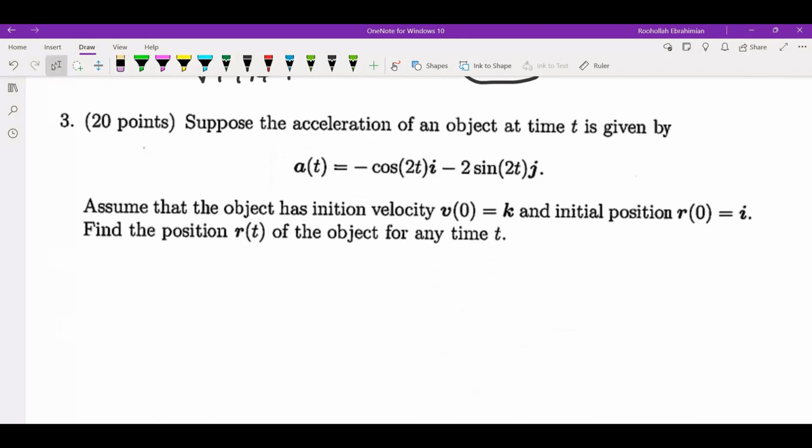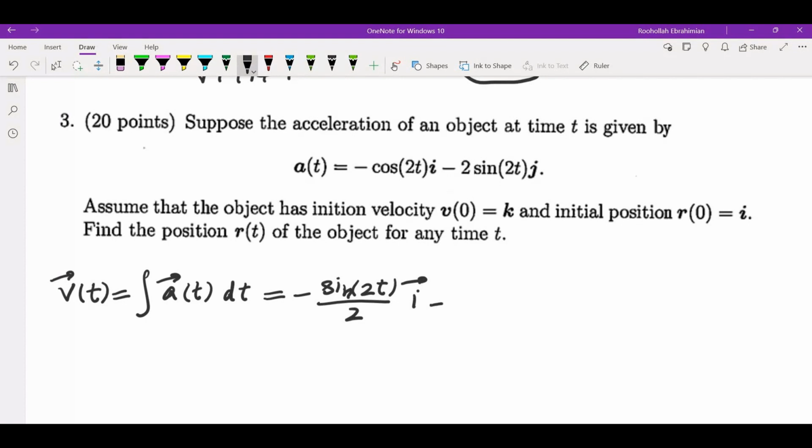Suppose the acceleration of an object at time t is given by this. Assume that the object has initial velocity v of 0 equals k and initial position r of 0 equals i. Find the position r of t of the object. So in order to find the position, we'll have to take the integral of velocity. In order to find velocity, we'll have to find the integral of acceleration. So we take the integral of that. This would be negative sine 2t over 2 i, minus, or rather plus, cosine of 2t j plus c.